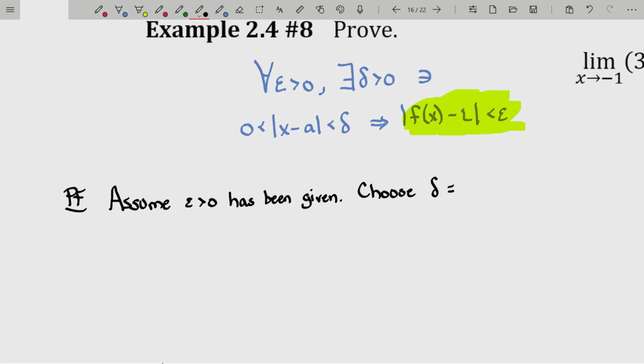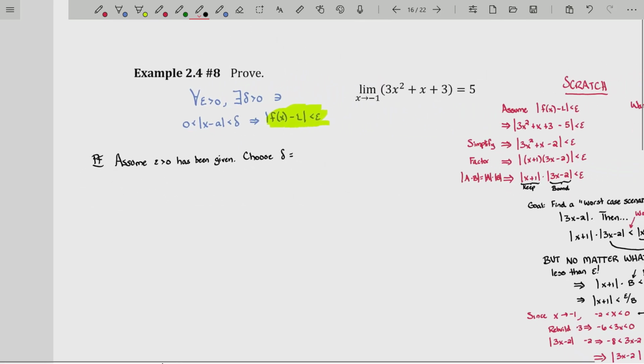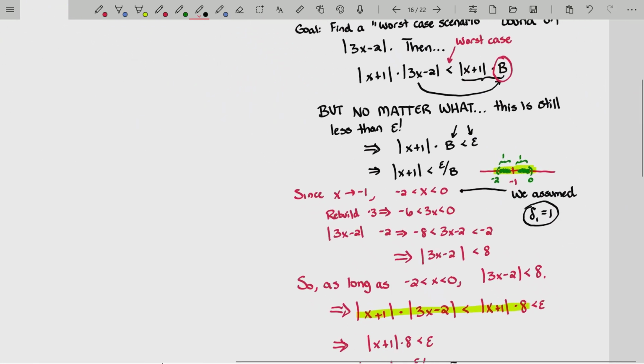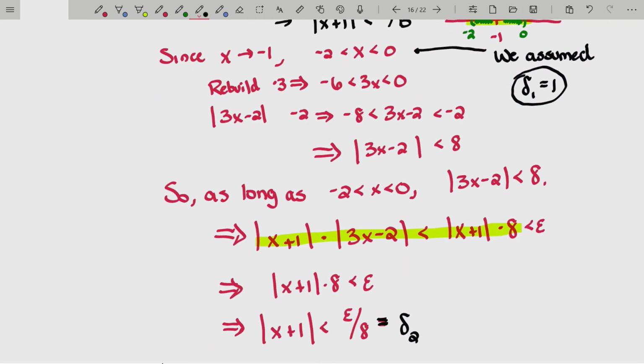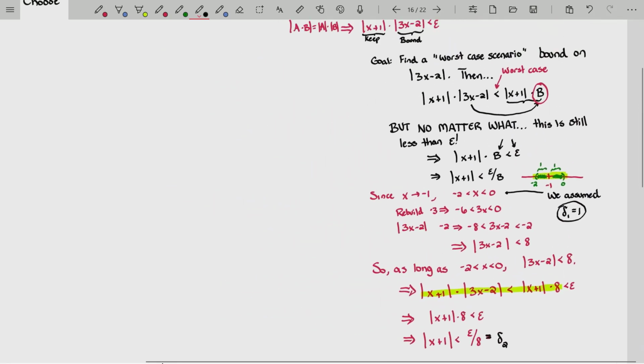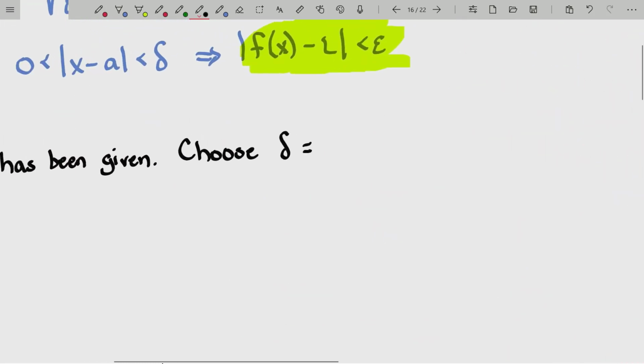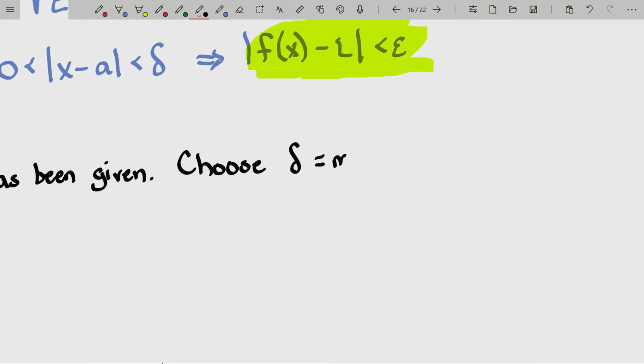delta to equal. Now remember, we had two choices of delta. A delta 1, let me go ahead and showcase that. Somewhere over here, right? Delta 1's right there, and delta 2's down below. So we had a delta 1 and a delta 2. You want to choose the smaller of those two deltas. So that's what I'm going to say. Choose the smaller of those two deltas. In mathematical language, that just means choose delta to equal the minimum of 1 or epsilon over 8.